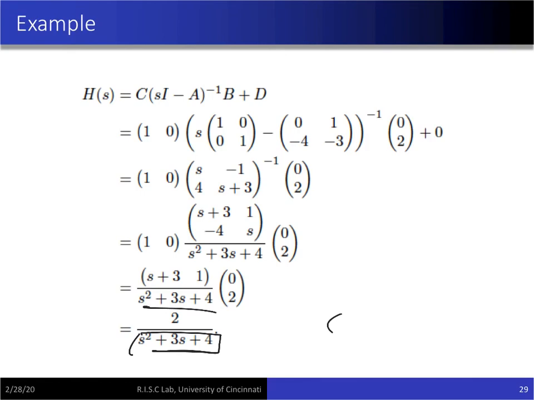So basically, when you multiply this into this, because of the 0, this is what you get. So this is the transfer function of that x dot equals Ax plus Bu, y equals Cx plus Du. This is what you get. Because there was one input and one output, a single input, single output system, you get one transfer function out. Anyways, questions?